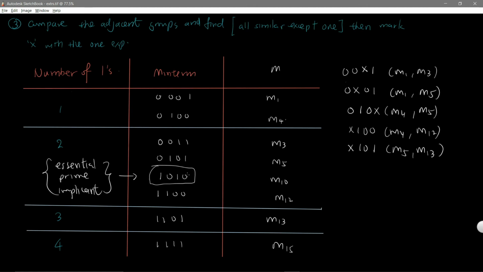And this term, no matter how much we simplify the expression, will stay until the very last simplification process. So this is very important. You need to take note of any essential prime implicants in the process of doing this Quine McCluskey method, so that you don't forget it. Alright, let's move on with the M12. M12 can be paired with M13.